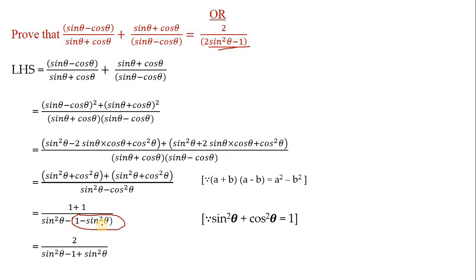Hence, we have to substitute that. Now, see, this is 1 - sin square theta and this is 1 - sin square theta. So, we'll get 2 sin square theta minus 1. This is 2 sin square theta minus 1. So, this is what we wanted to be proved.